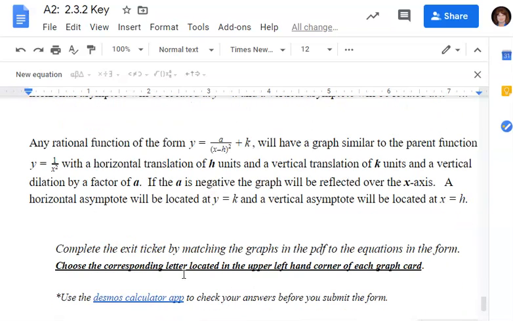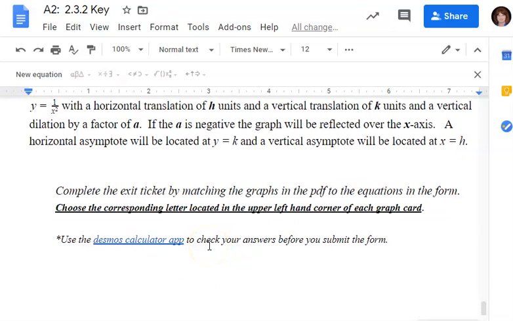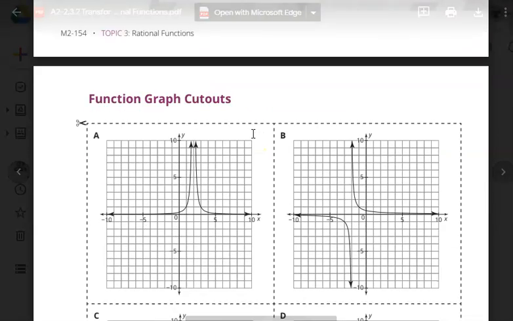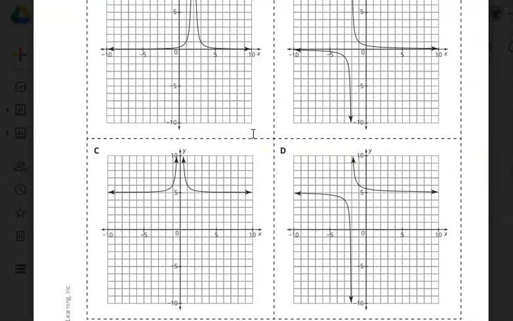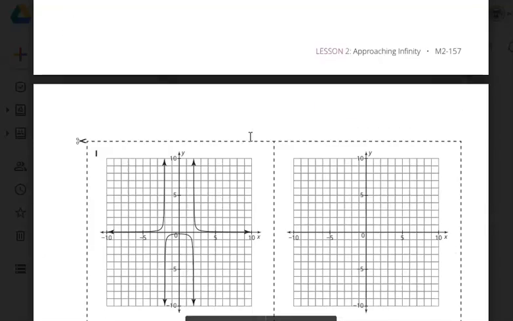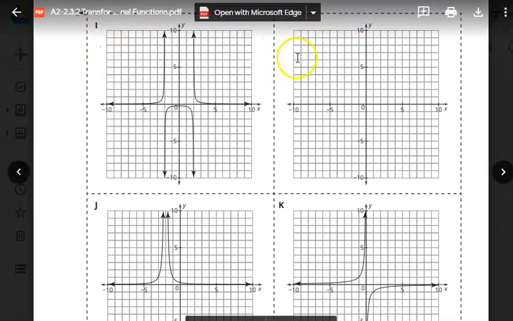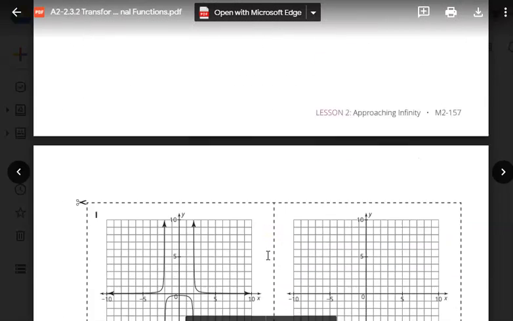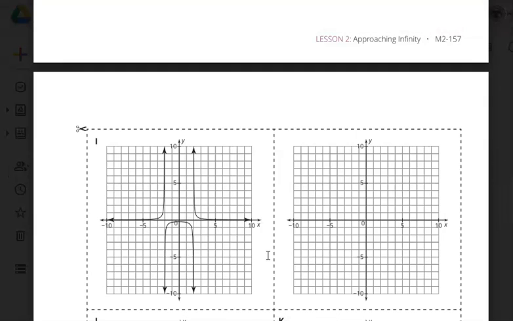Now, for this exit ticket, you do have a form to fill out, but you will need your packet. So I want to show you what I mean. Click on the packet that you were given, and you will see these function graph cutouts, and they are labeled A through M. So A, B, C, D, E, F, G, H, and then there's I, but you'll notice there's nothing on the card to the right of I. Then there's J, K, L, M. So one of the equations that you're going to get does not have a graph. When you get to that equation, just put that answer. That's the last answer choice: no graph is available for this function.